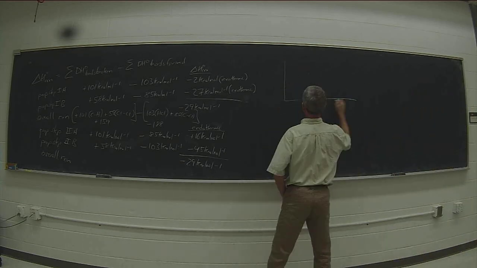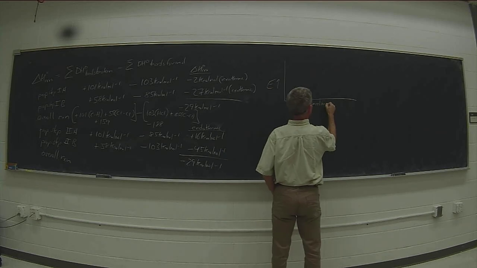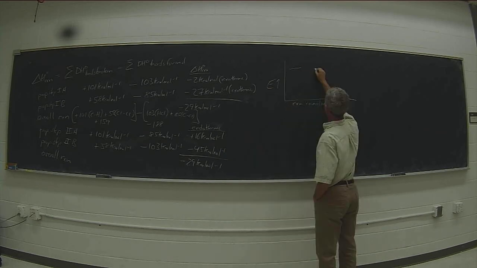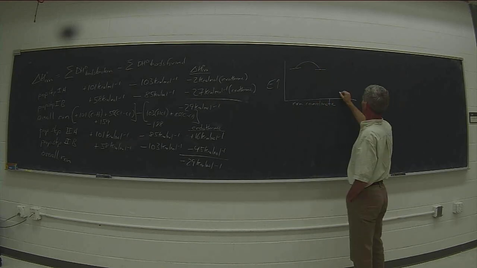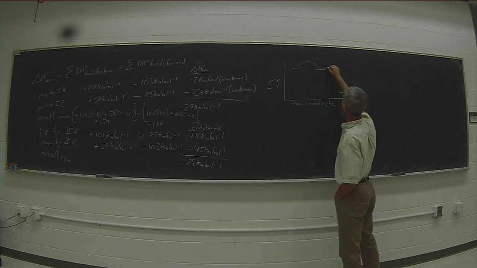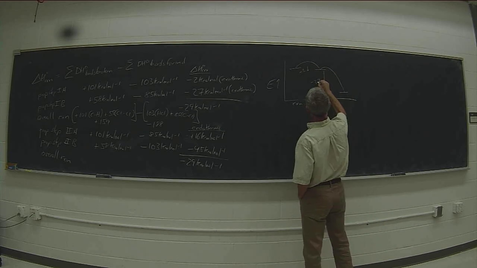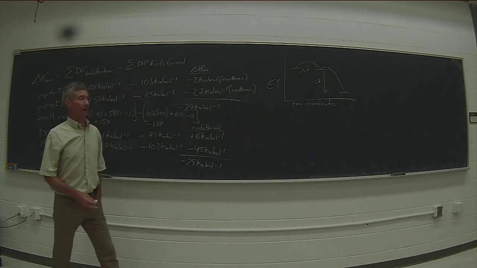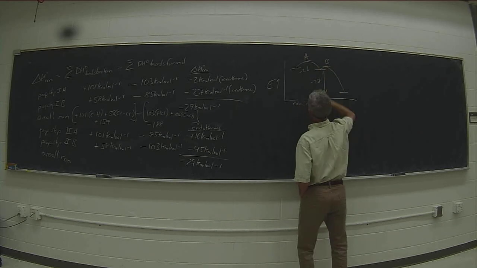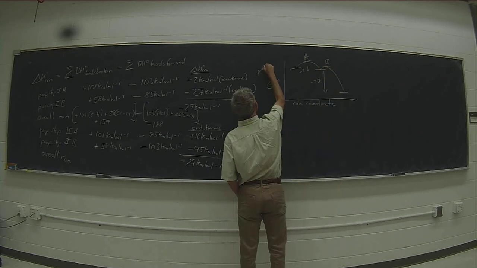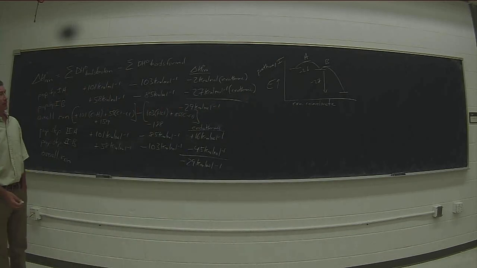So the energy diagram for this pathway will look like this: a mildly exothermic reaction by 2 kilocalories per mole, followed by a significantly exothermic reaction of 27 kilocalories per mole, for propagation step 1 and propagation step 2. So this is pathway 1. Propagation step 1A and 1B.